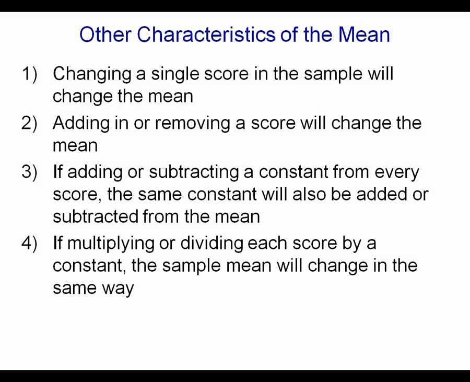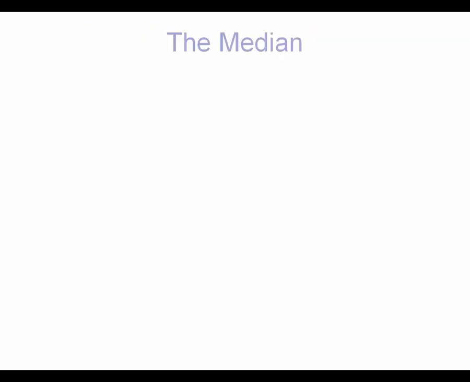Change in the same way. So if I take each score and divide it by 2, then the sample mean is going to also be divided by 2.